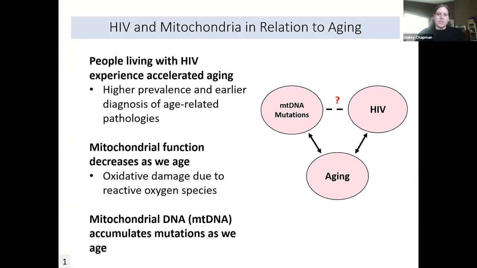So people living with HIV experience accelerated aging. They have a higher prevalence and an earlier diagnosis of age-related pathologies compared to HIV negative controls. Mitochondrial function also decreases as we age, and this is caused by the accumulation of oxidative damage. This may also be why mitochondrial DNA or mtDNA accumulates mutations as we age. So there's a relationship between mtDNA mutations and aging, as well as between HIV and aging. But in this project, we want to further investigate the relationship between HIV infection and mtDNA mutations. Next slide, please.